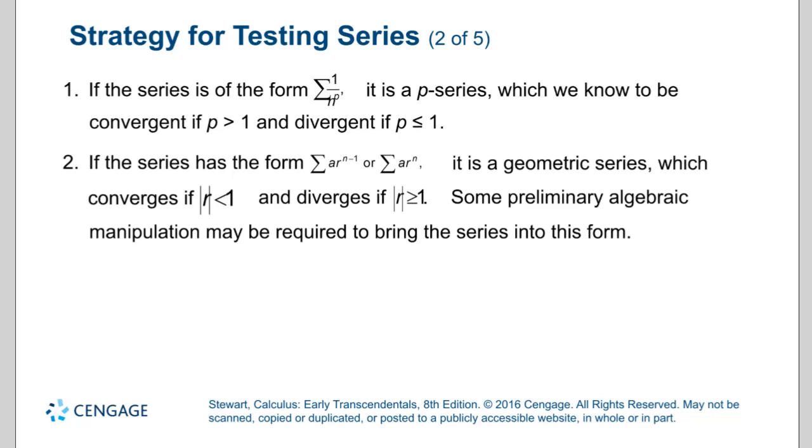The next one is the geometric series. If it looks like a geometric series and it's in the format of a times the ratio r to the power of n, it's going to be a geometric series. We know this converges if the absolute value of r is less than 1, and diverges if the absolute value of the ratio is greater than or equal to 1. So we might be able to move some things around to make it look like a geometric series and figure out that ratio. If you can do that, it saves you a lot of time compared to doing some of the other tests.